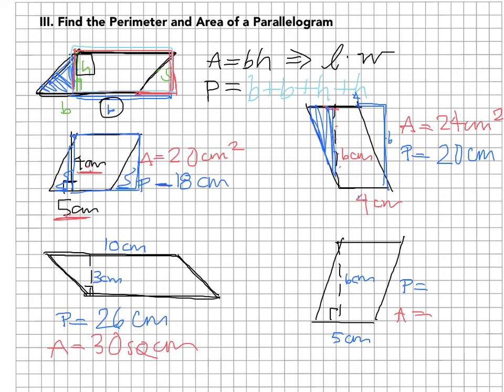On this side, we have 5 and 6 as our base and our height, but perimeter is 5 plus 5 is 10, plus 6 is 12. 10 plus 12 is 22 centimeters, and our area is going to be base times height, 5 times 6 is going to be 30 centimeters squared.